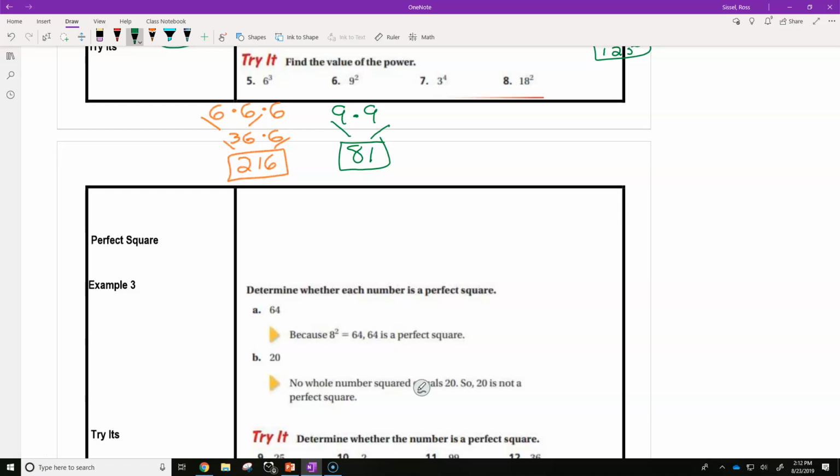Number 7, 3 to the 4th power. I want to finish this in 9 minutes, so you have 10 minutes to do your homework. Okay? Everett, what would be my repeated multiplication? So 3 times 3 times 3 times 3. Okay, 3 times 3 times 3 times 3. What is the value of that repeated multiplication? 81. Good job.